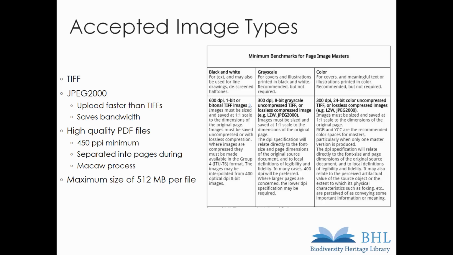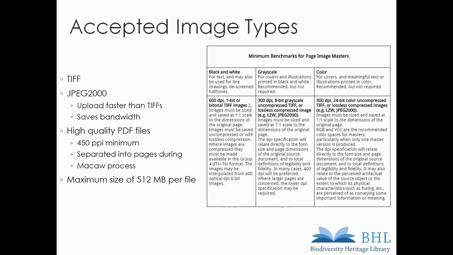The accepted image types are TIFFs, JPEG 2000s, and high-quality PDFs. TIFFs are very large files and therefore take much longer to upload than other options. JPEG 2000s upload much faster than TIFFs and save bandwidth. High-quality PDFs must be just that and are not preferred, as PDFs are usually a lower quality.